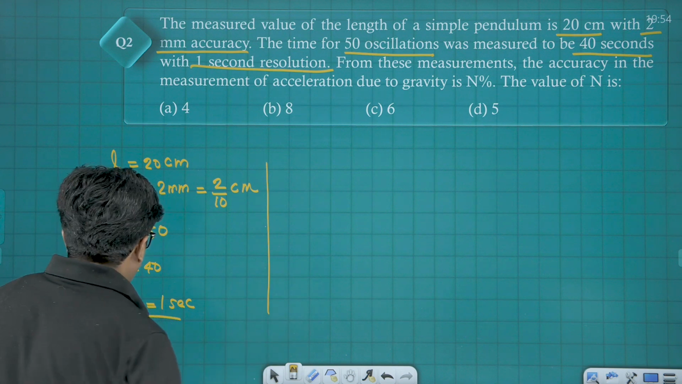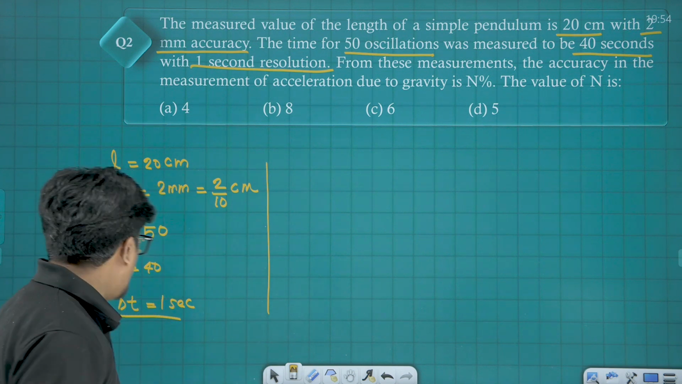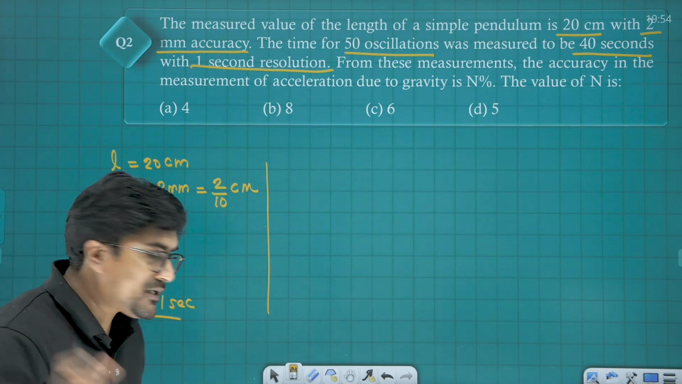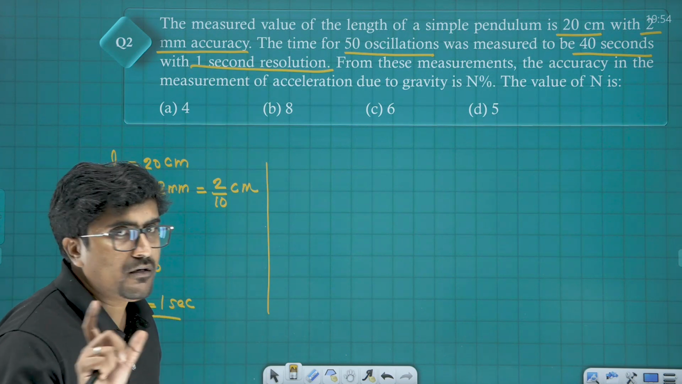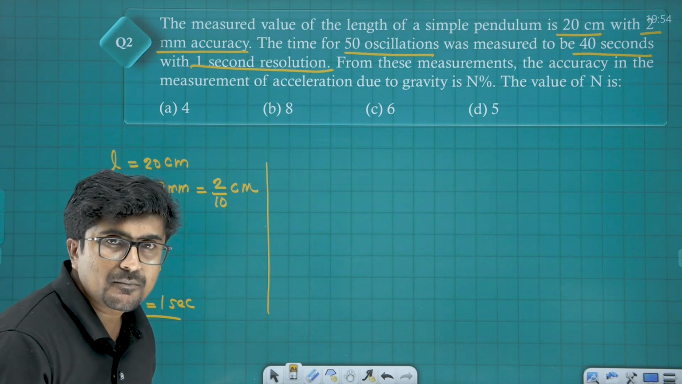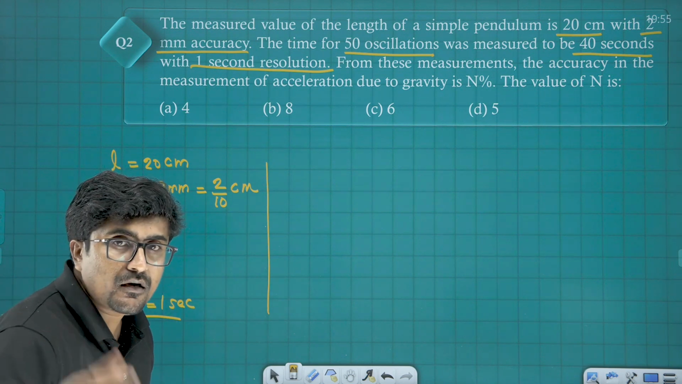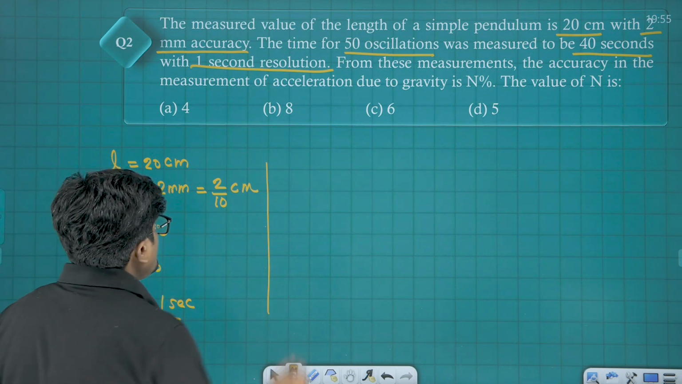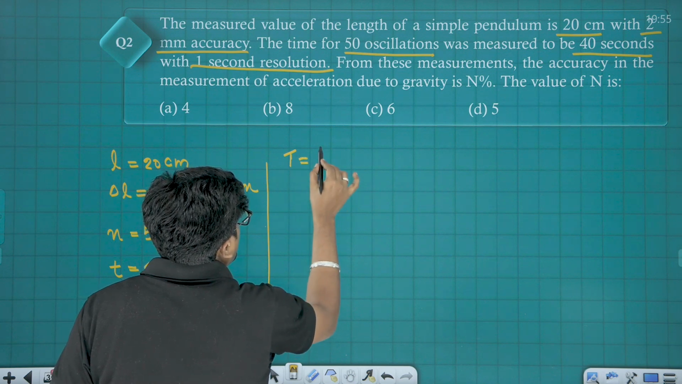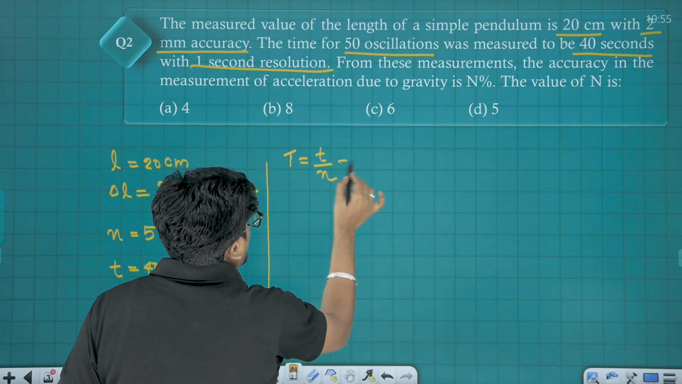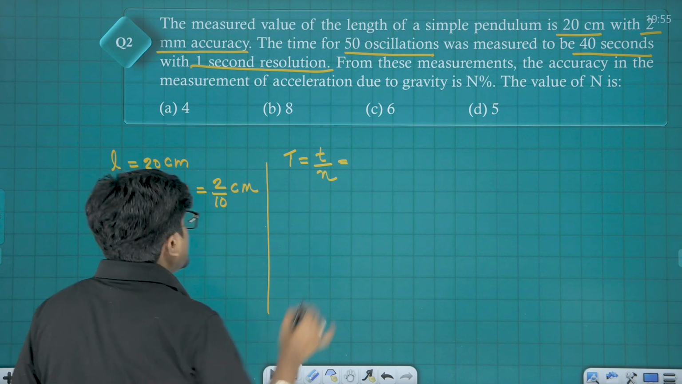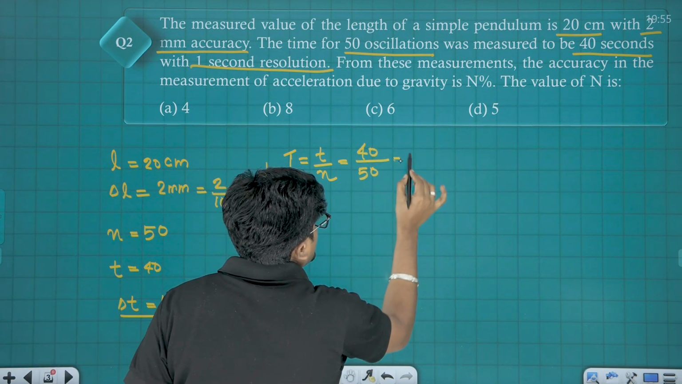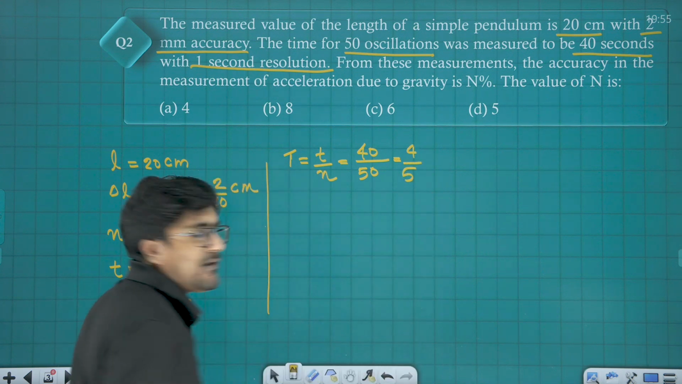Now my dear students, please understand one thing. Here delta small letter t is given as 1 second, and never consider this as the error in the time period. This is not the error of time period. We need to calculate the error in the case of time period. I will help you to find out that. Now please tell me, what is time period? Total time taken upon number of oscillations. Here the total time taken is 40 seconds upon number of oscillations 50. So here the time period is 4 by 5.